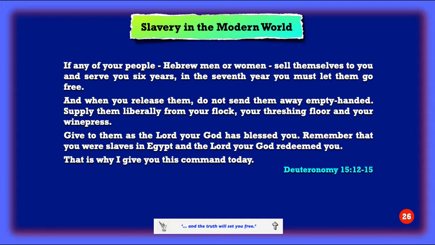If any of your people, Hebrew men or women, sell themselves to you and serve you 6 years, in the 7th year you must let them go free. But when you release them, do not send them away empty-handed. Supply them liberally from your flock, your threshing floor, and your winepress. Give to them as the Lord your God has blessed you. Remember that you were slaves in Egypt, and the Lord your God redeemed you. He rescued you. He bought you out. That's why I give you this command today.